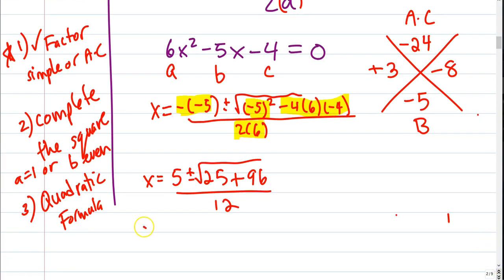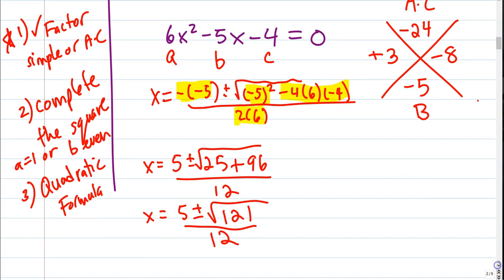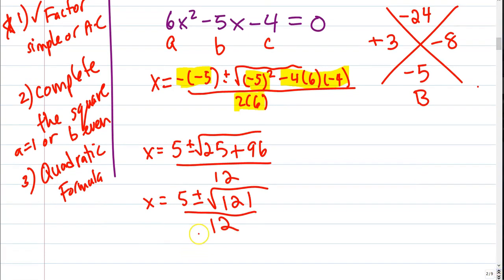So x is equal to 5 plus or minus the square root of 121 all over 12. And here's where people will just circle it and be like, sweet, we're done. But I'm going to encourage you that actually you can do the square root of 121. So you have to simplify the radical, so that we get 5 plus or minus the square root of 121, which is just 11.